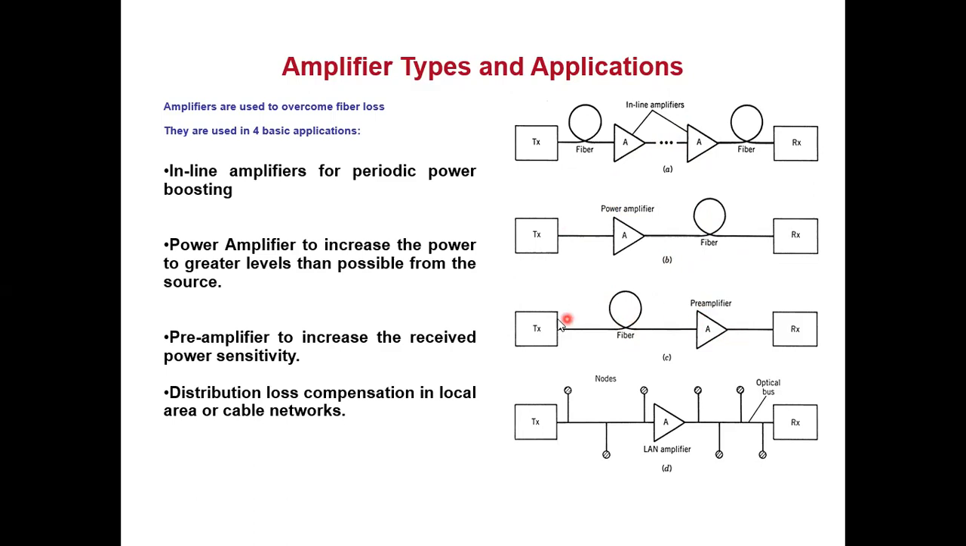Then we have the pre-amplifier. You transmit at a particular power, it goes through the fiber, but before it reaches the receiver, attenuation has taken place. So you have a pre-amplifier, which increases the power level before you give it to the receiver, before you down-convert the signal back to the electrical one. So I have a pre-amplifier over here. And here I can have a LAN amplifier. If I have a distribution network, an inline amplifier also comes in between, but since it was point to point, I'm calling it an inline amplifier, and here I'm calling it a LAN amplifier because there is a network present.